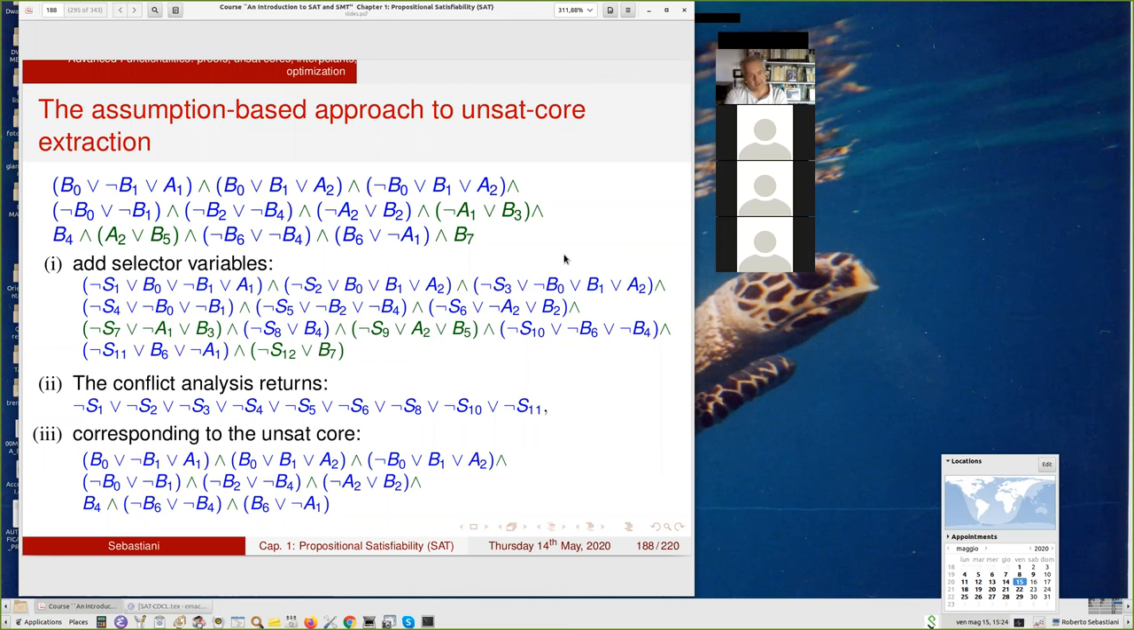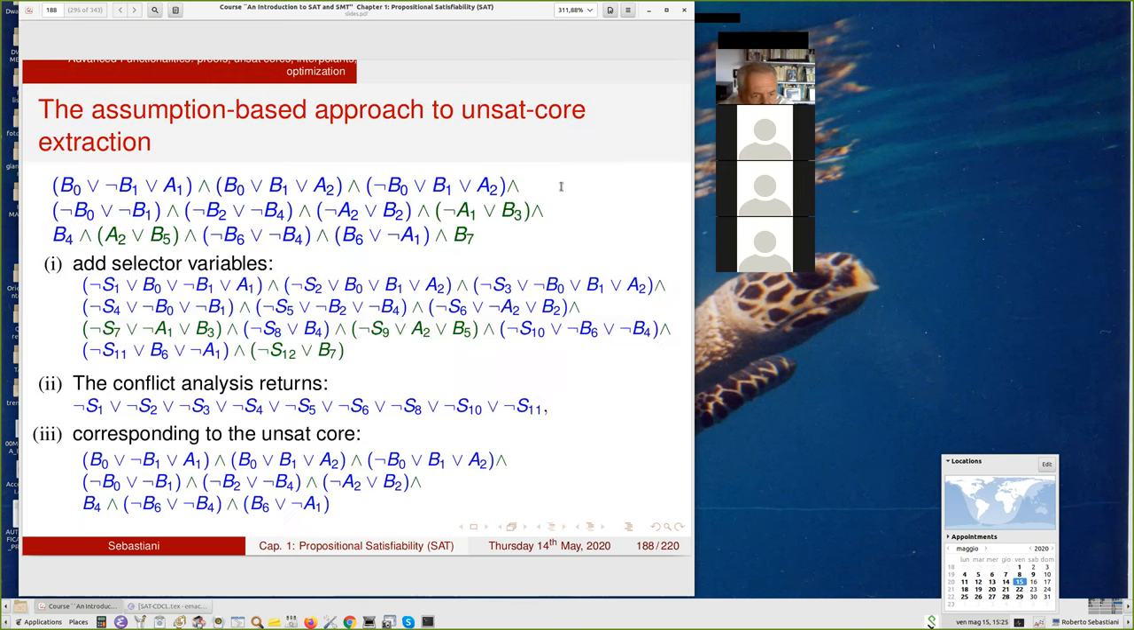Okay, this was proposed by Een and Sorensson, I think. Well, I don't really remember exactly when, 2000 something. 2006, I think.